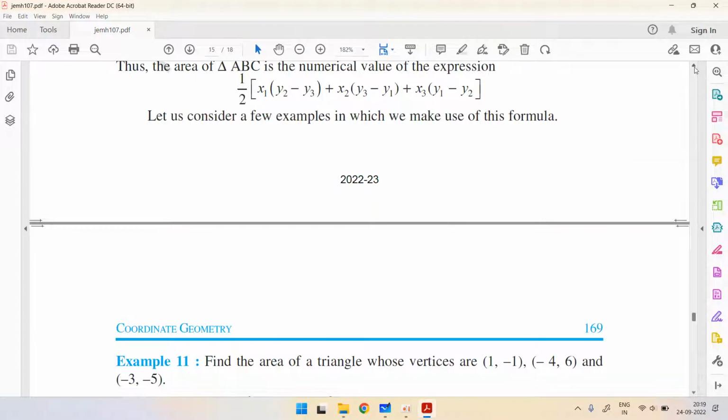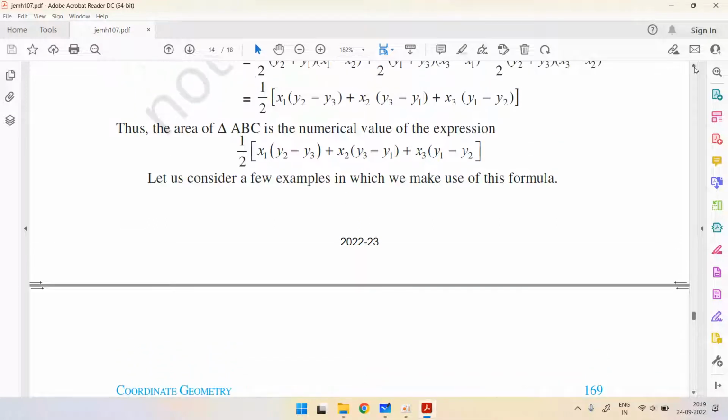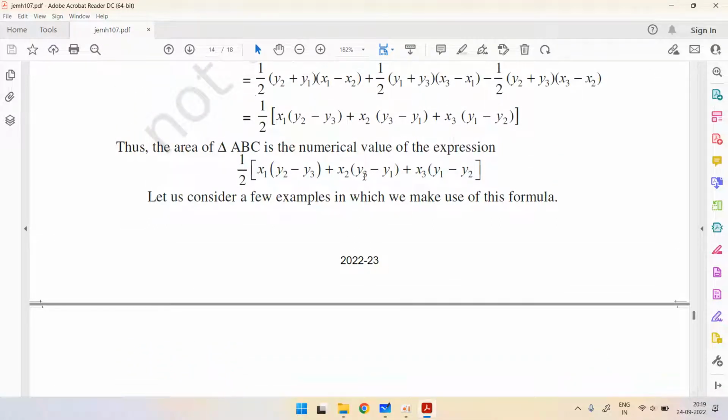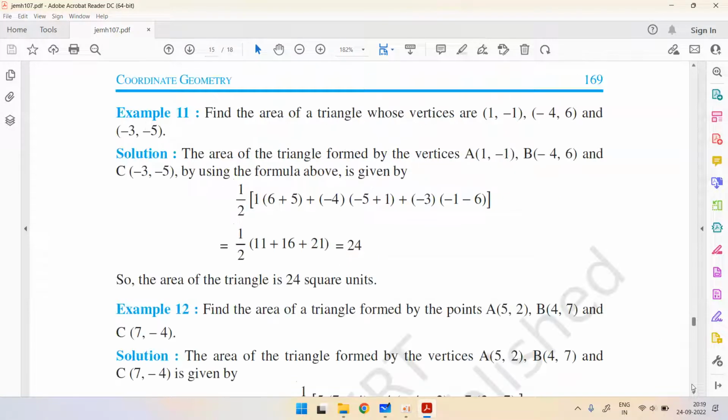three vertices whose coordinates are x1, y1, x2, y2, x3, y3, the area is given by x1 into (y2 minus y3) plus x2 into (y3 minus y1) plus x3 into (y1 minus y2), into half, will give the area of the triangle. So directly moving to example 11: find the area of the triangle whose vertices are 1 comma minus 1, minus 4 comma 6 and 3 comma minus 5.